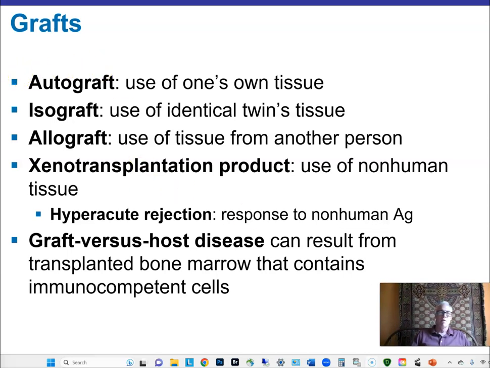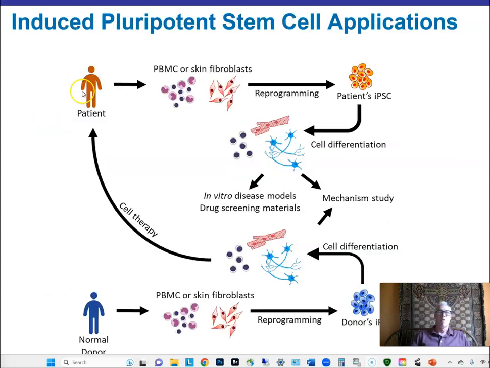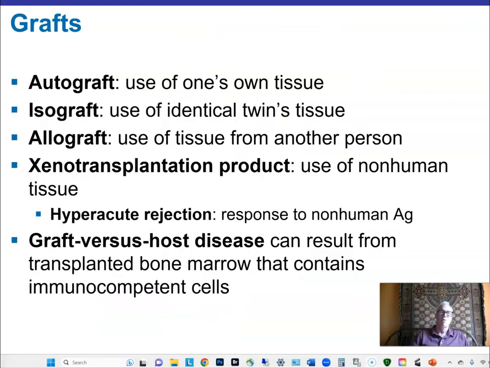Grafts: there are different titles or terminologies used to describe grafts. Autografts are when you take the patient's own tissues out, do something with them, and then return them to their body. Maybe we modify some T cells to be able to attack a cancer. That's a pretty cool thing. So that would be an autograft. Isografts are when you isolate some tissue from an identical twin, kind of a rare thing, right? Allografts are the mainstay. When people talk about grafts, they're usually talking about allografts.